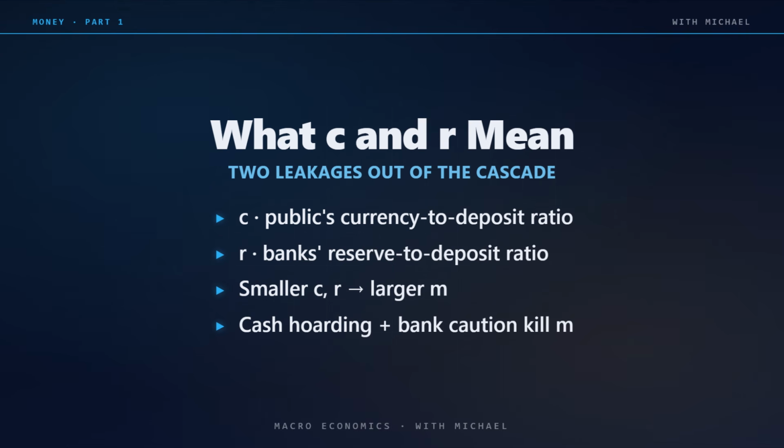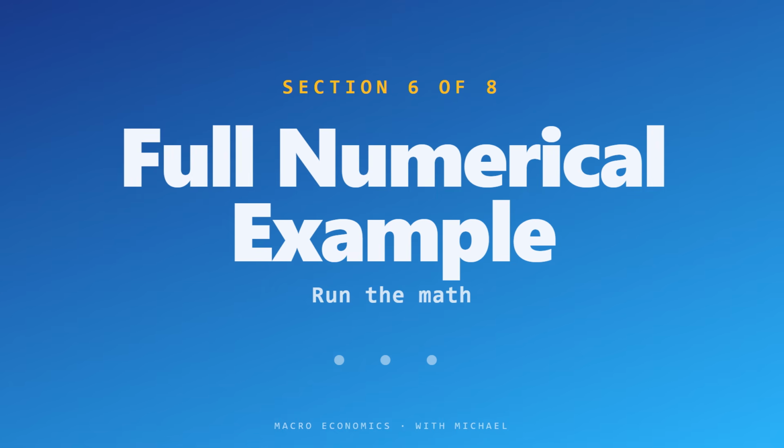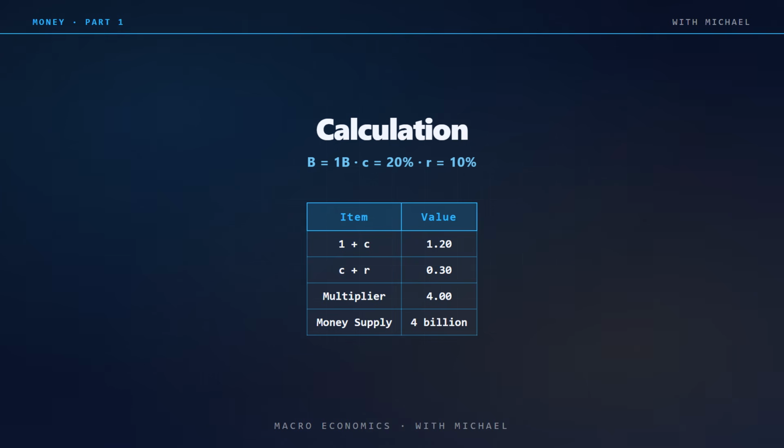Let us run the numbers. Assume the central bank creates 1 billion shekels of monetary base by buying government bonds from the market. Assume the public's currency ratio C is 20%, 0.20. Assume the banking system's reserve ratio R is 10%, 0.10. The multiplier is (1 + 0.20) divided by (0.20 + 0.10). That is 1.20 divided by 0.30, which equals 4. The total money supply will be 4 billion shekels, 4 times the monetary base.